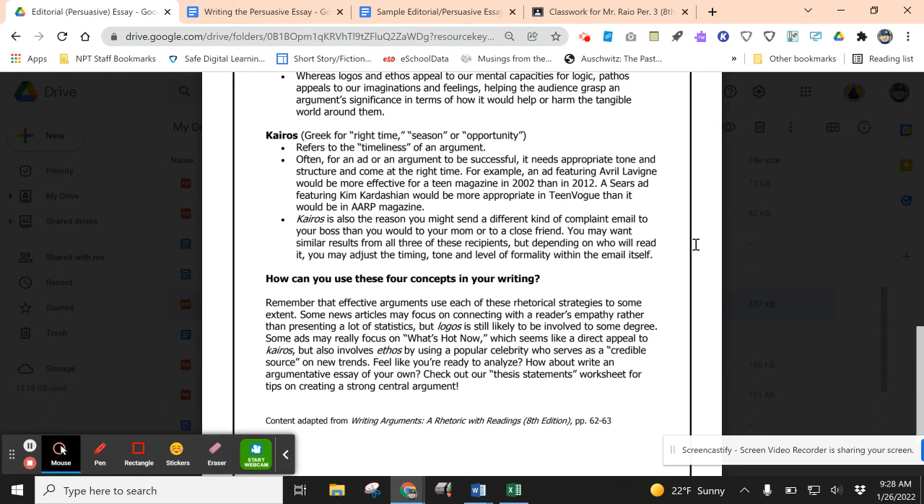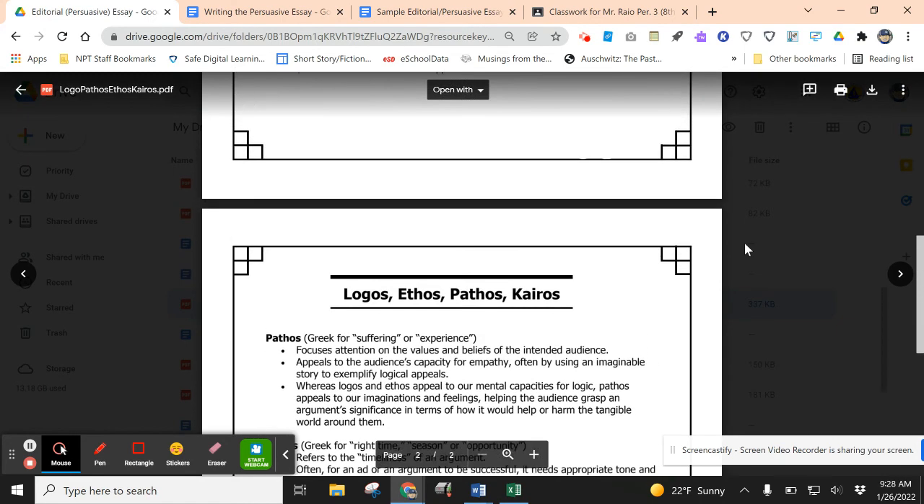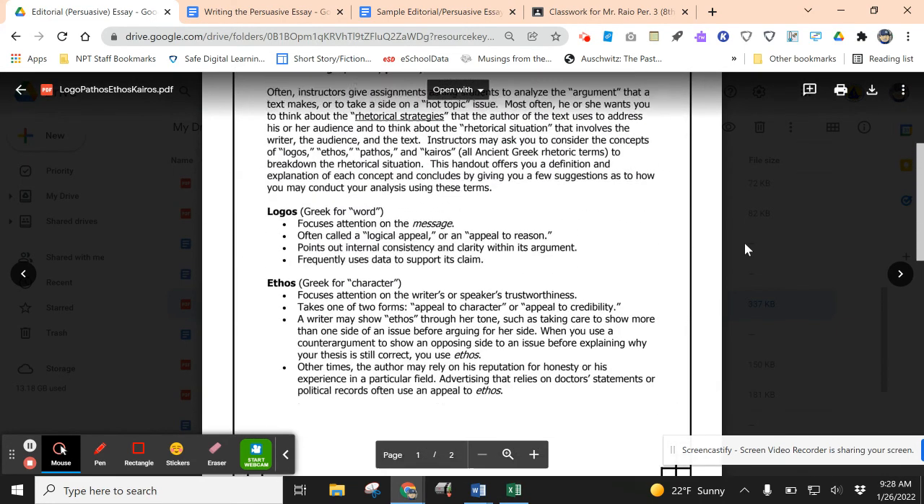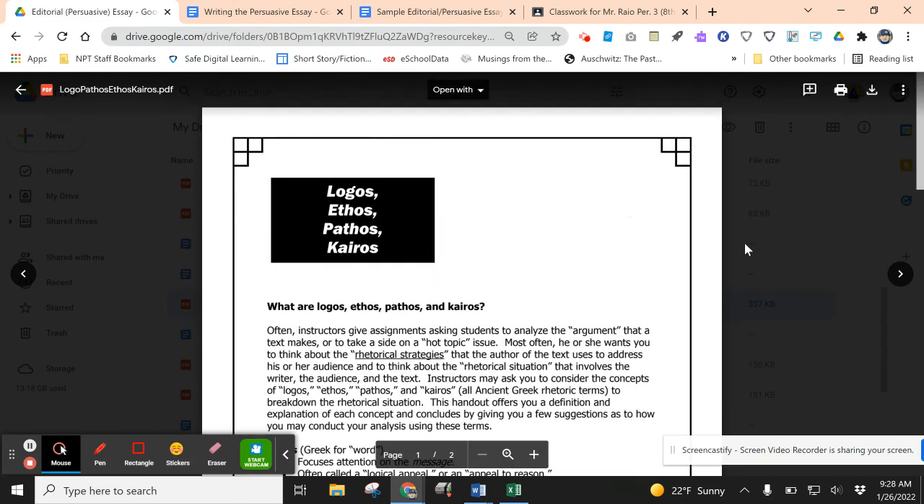Feel like you're ready to analyze? How about write an argumentative essay of your own? Well, that's what you're doing. So this is a stock PDF I got, but it's great and it covers everything that we want to do here. So as you're writing your final draft, look at it and see if you're using logic, using credibility, using emotional appeal, particularly in your conclusion, and Kairos. Okay, you want to make a final closing argument at the end of your essay to leave the reader agreeing with you. All right, do a great job. I know you will, and I will see you soon.